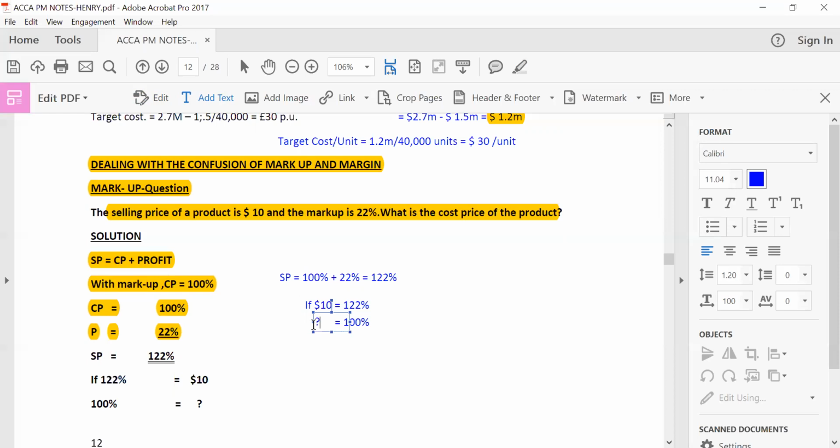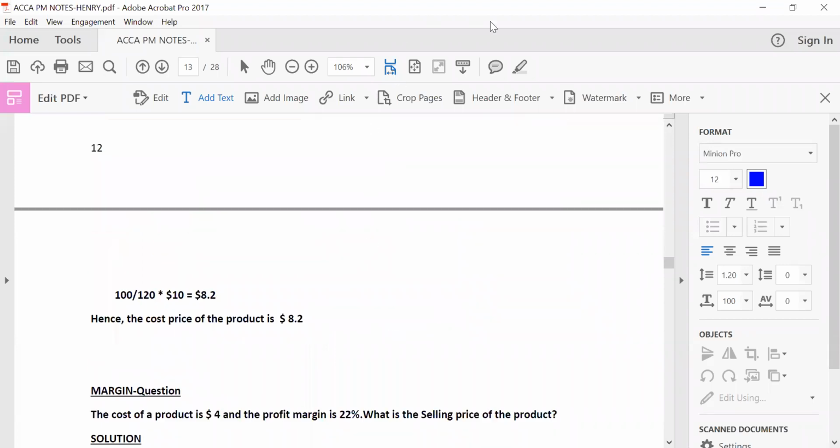So what I'm going to do is estimate the cost price by saying 100 divided by 122 times $10. If you go through that analysis, you end up getting the answer to be $8.2. So we can conclude that the cost price of the product is $8.2.